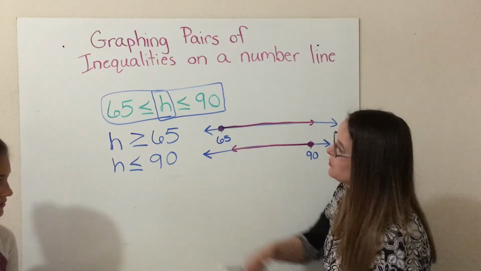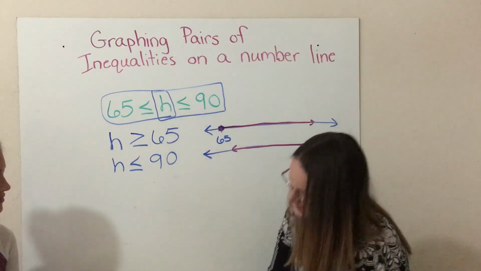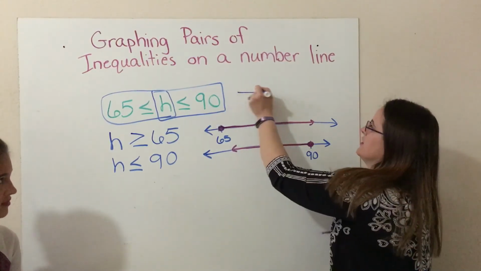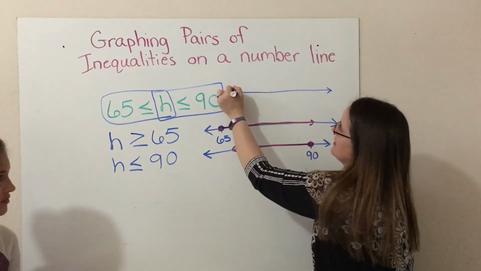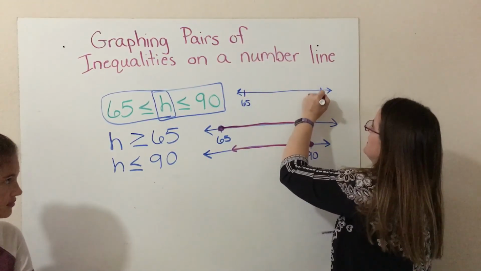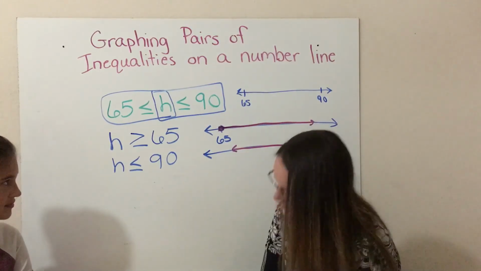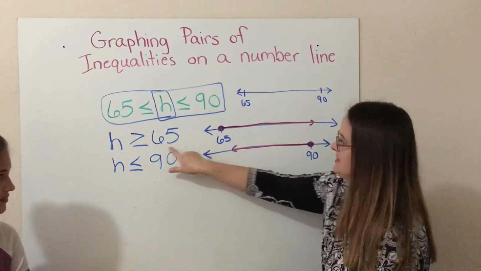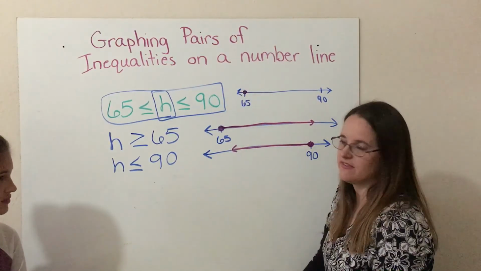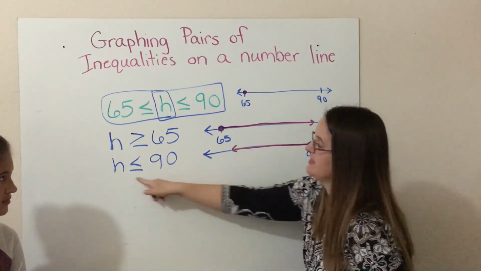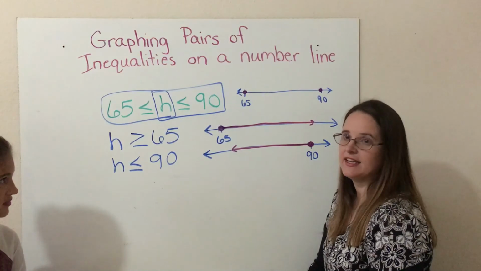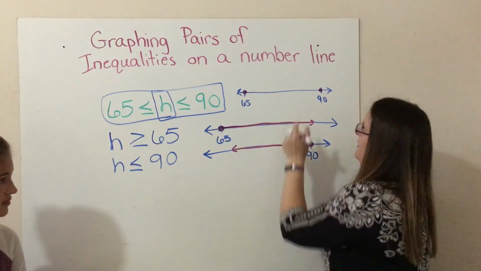Okay? So what we need to do in order to graph this one is basically combine the information from both of these number lines. So I've got one number line here. It's going to go from 65 to 90. And I know because of this inequality that my h value cannot be less than 65. I know because of this inequality that my h value cannot be more than 90, but anything in between is fair game.